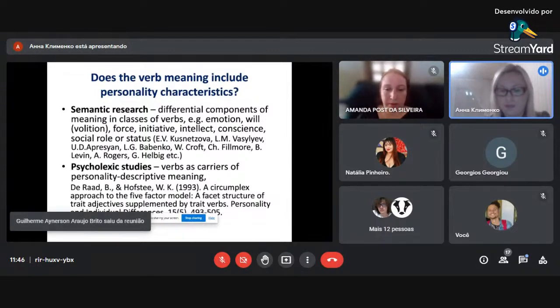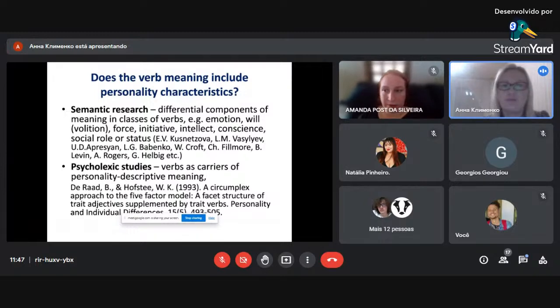These are first and foremost semantic research. A lot of them. I have just mentioned a few names of Russian scholars and foreign scholars. In these researches, components of meaning are investigated, and the classification of verbs is drawn according to these differential components. For example, we come across such components as emotion, will, or volition in some works, force in force dynamic theories, initiative, intellect, conscience. Also social roles and statuses are studied as a part of verb meaning, mainly in terms of the theory of frame semantics and roles.